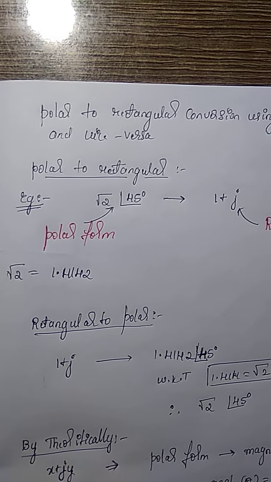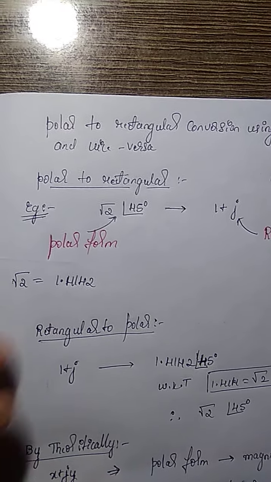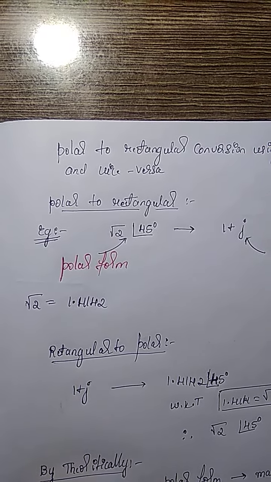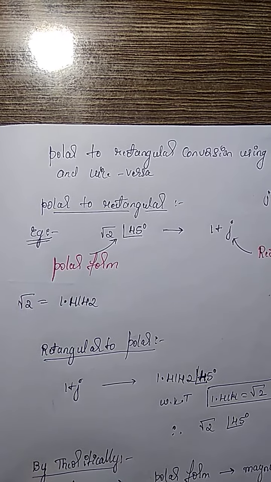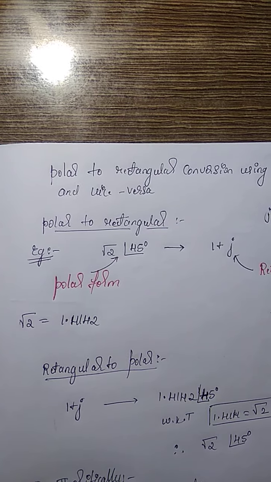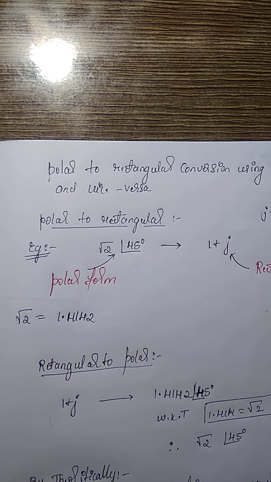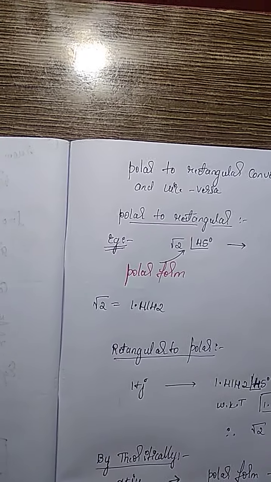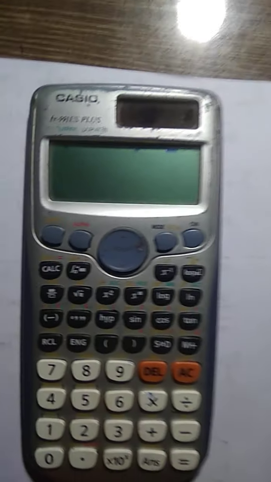Let's consider this example. I think you can see this. We take an example in polar form to convert to rectangular form. Here is the example: root 2 angle 45 degrees. How do we convert this into rectangular coordinates? Let's do it in the calculator.